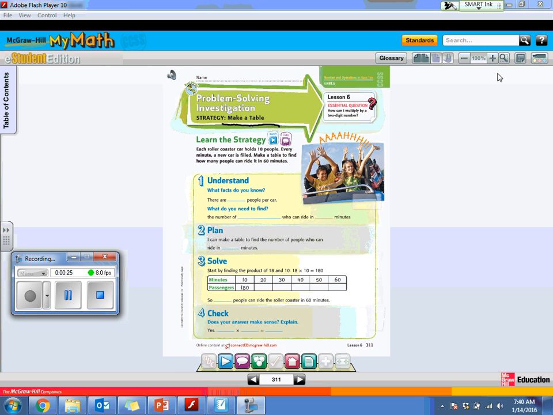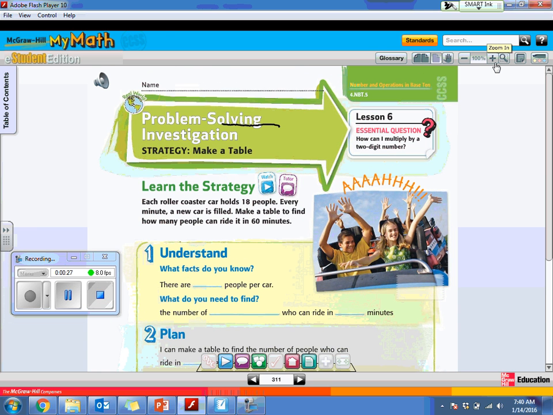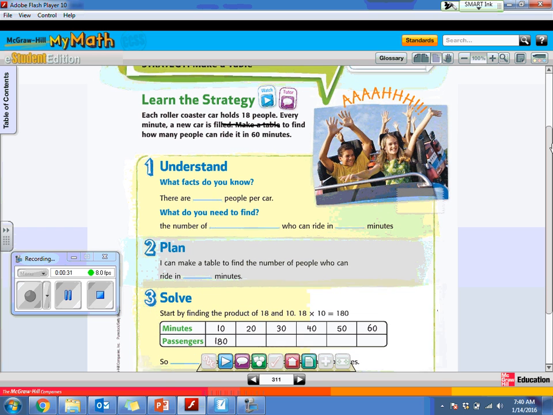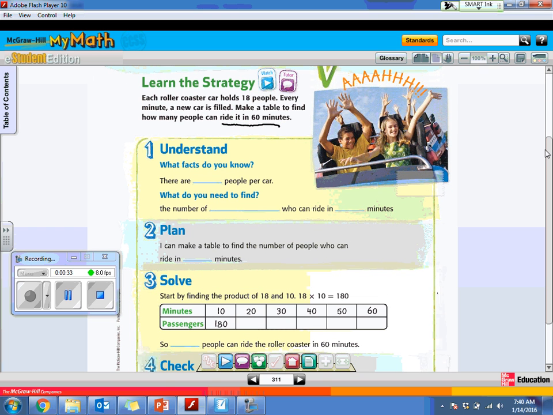First off, I'll go ahead and zoom in just a little bit. Alright, so it says each roller coaster car holds 18 people. This is where we're at right now. Every minute a new car is filled. You know that every minute a new car is filled. It tells us to make a table to find how many people can ride it in 60 minutes.